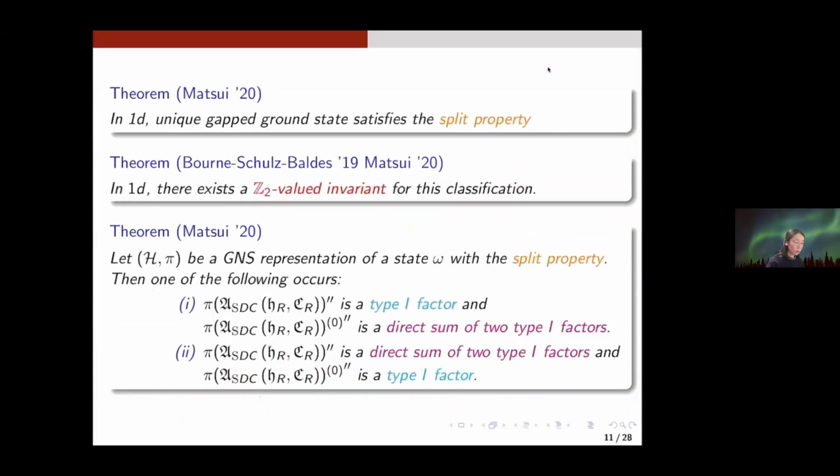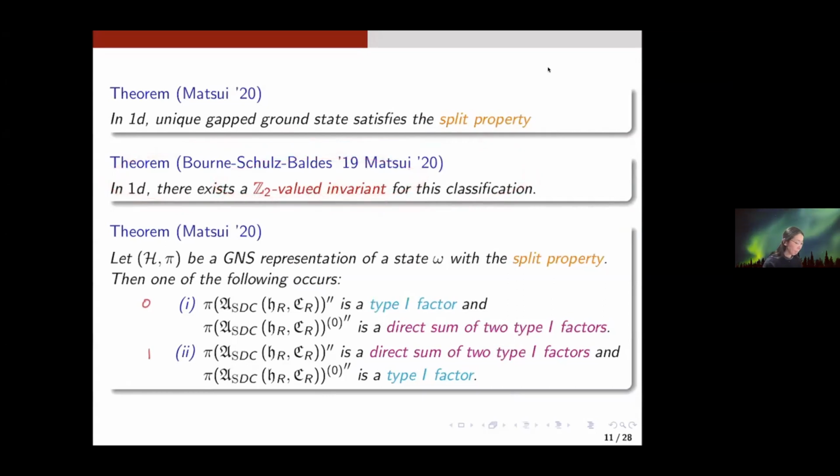The Z2 invariant we saw in the Bourne-Schulz-Wellington and Matsui results is about this dichotomy. This Z2-valued invariant is simply taken to be 0 in one case and 1 in the other. That is how this Z2-valued invariant shows up.